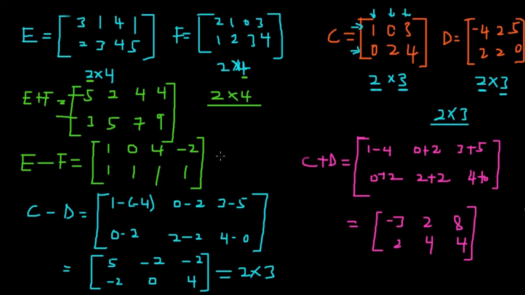Right, so from here we also have a 2 by 4 matrix. It means that our answer is not correct.